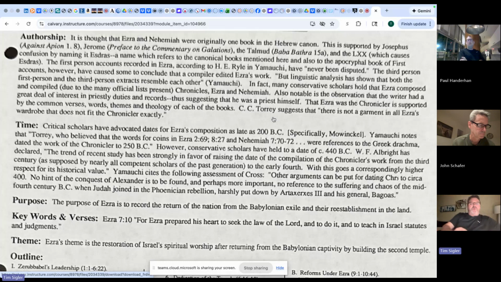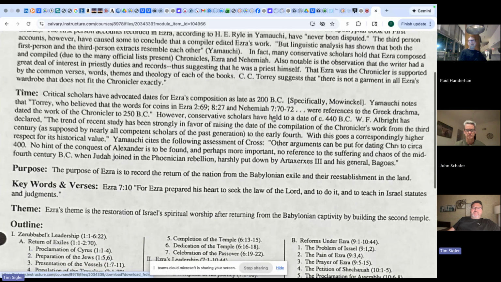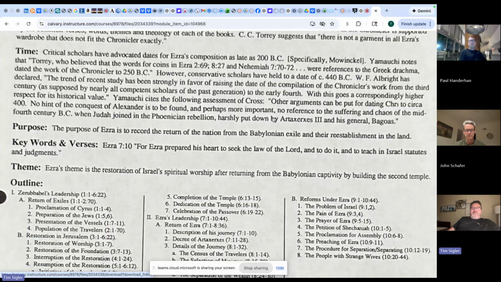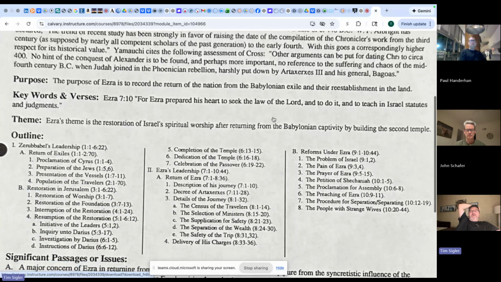Well, let's move then to the purpose of the book of Ezra. The purpose of Ezra is to record the return of the nation from the Babylonian exile and their reestablishment in the land. That's pretty straightforward. And that's then what we should find in terms of key words and verses. Take a look at Ezra chapter 7, verse 10 as a suggested key verse. For Ezra prepared his heart to seek the law of the Lord and to do it, and to teach in Israel statutes and judgments.